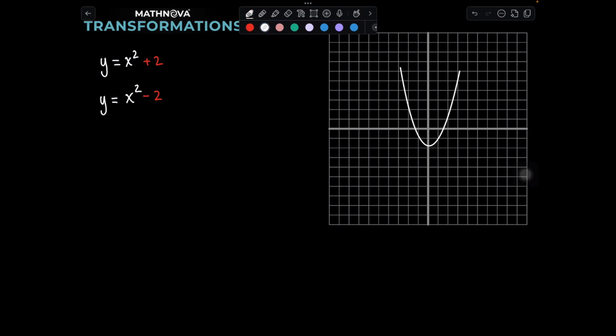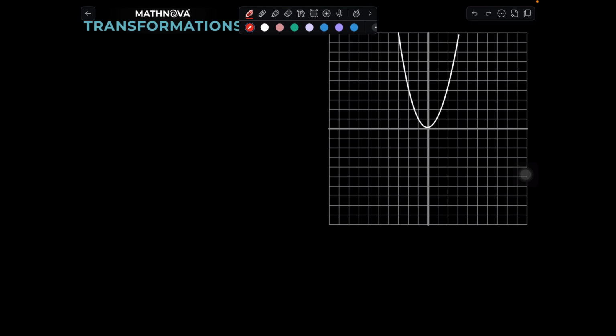So if I had a graph like this, something that you don't need to know what it looks like. If I wanted to move this graph up by 1, that's all you do. If I wanted to move it up by 2, that's all you do. If I wanted to move it down by 5, that is all you do.